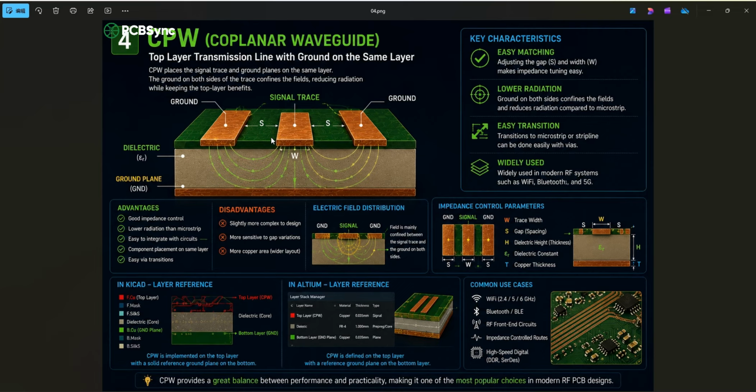Compared to Stripline, it's also easier to debug and modify, which is why more and more Wi Fi, Bluetooth, and 5G modules now prefer to use coplanar waveguides. To sum it up in one sentence, it's the most common solution in modern high frequency circuits.